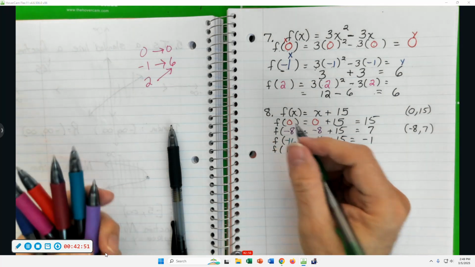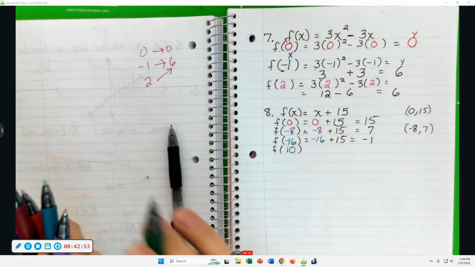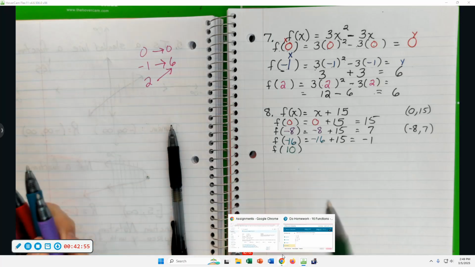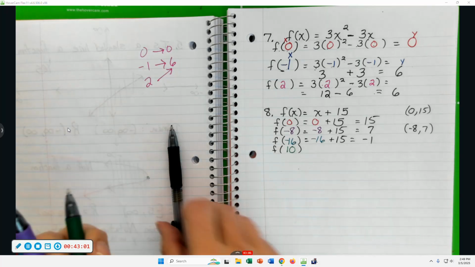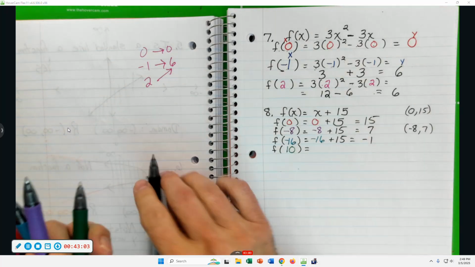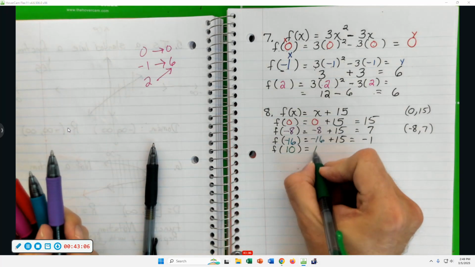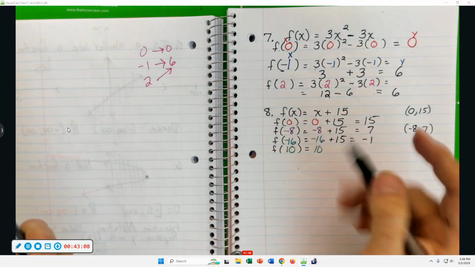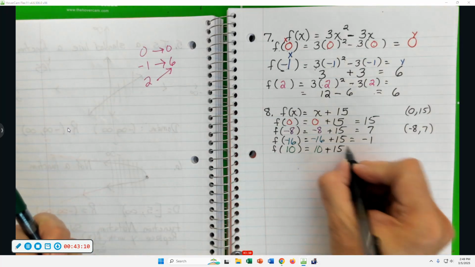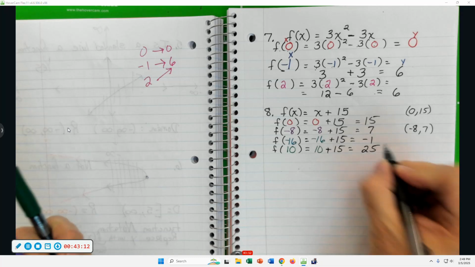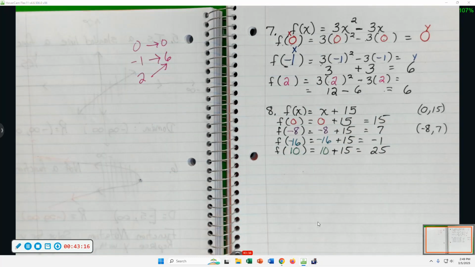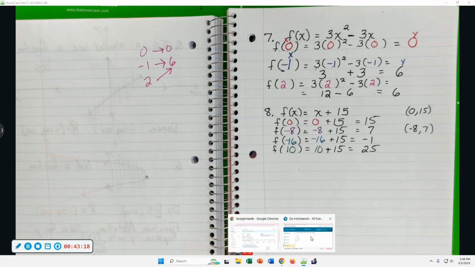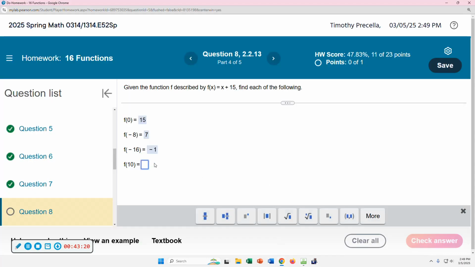So tell me in positive words. Positive 10. Tell me in words what that's saying to do. Plug the 10 in where the x is. So if I plug a 10 in place of the x, I have 10 plus 15, 25. Okay, so type in our 25.